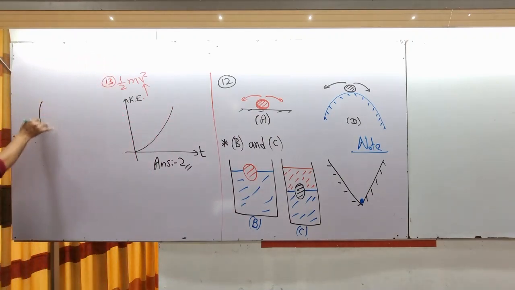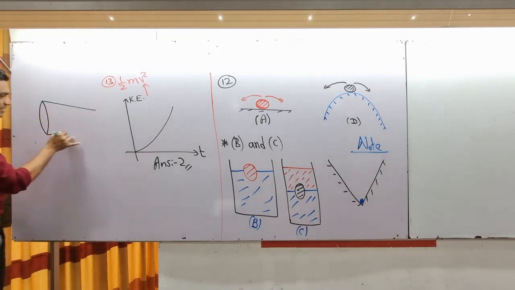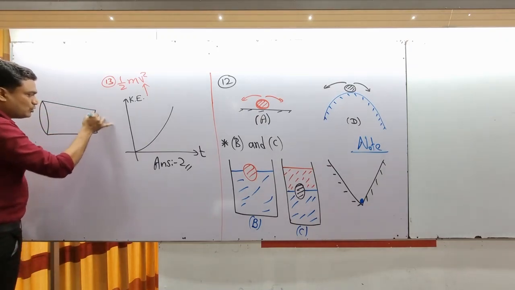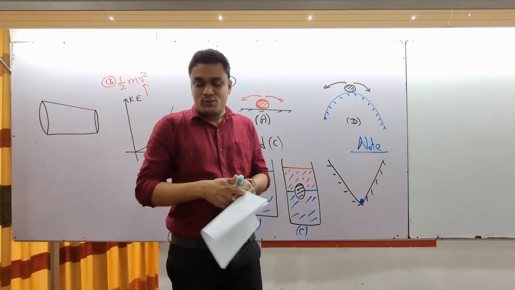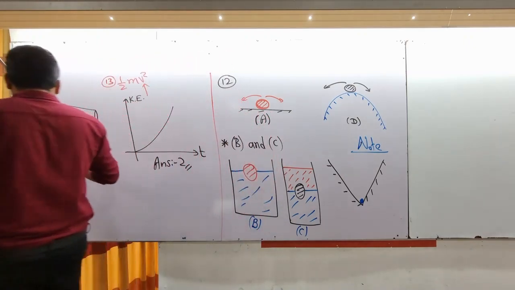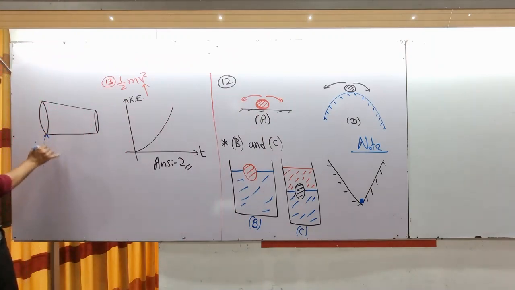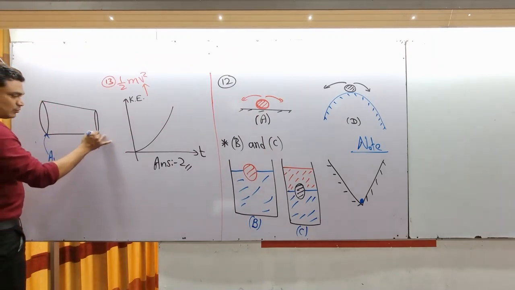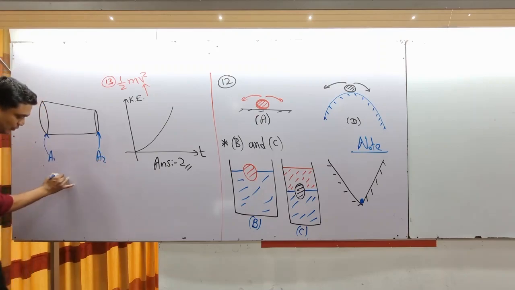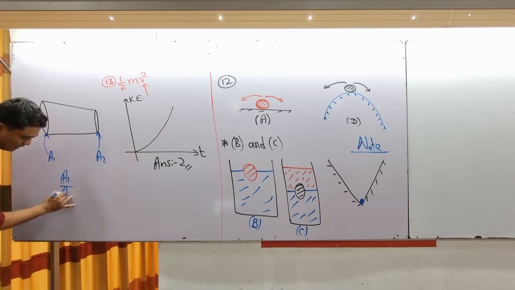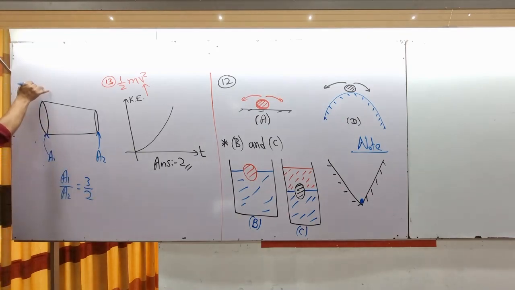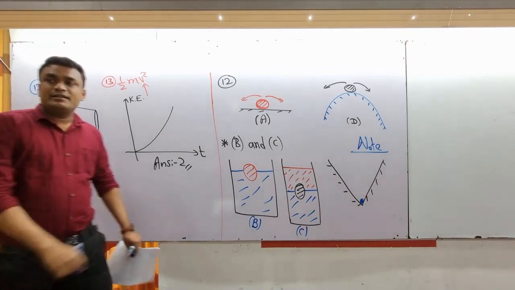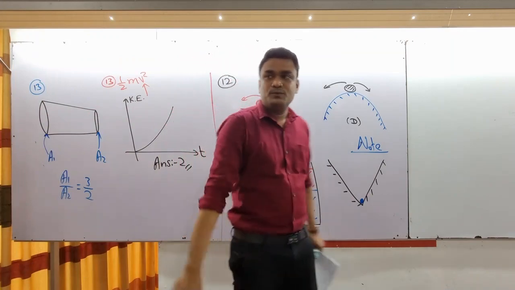There is a tube. The entrance should have a larger cross-section area, and the exit a relatively smaller cross-section area. Am I right? 3 to 2. So if the cross-section area here is A1 and here is A2, A1 over A2 is given as 3 over 2. That's the meaning of the given ratio.